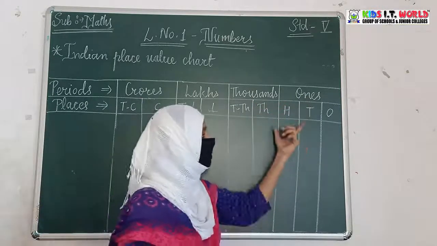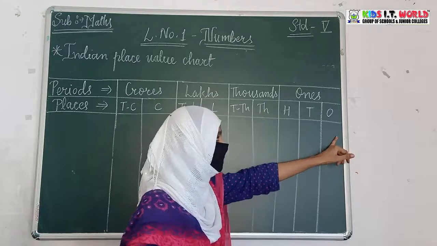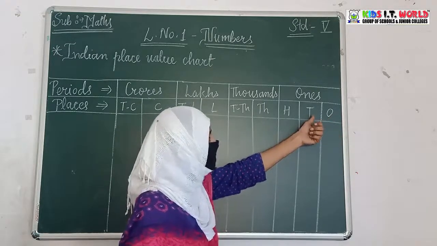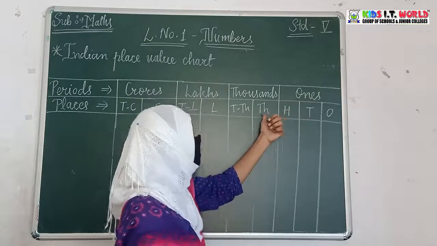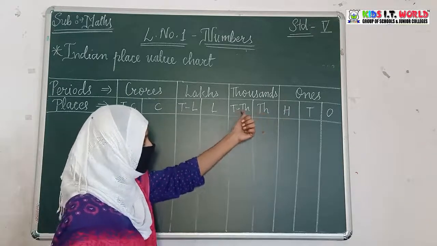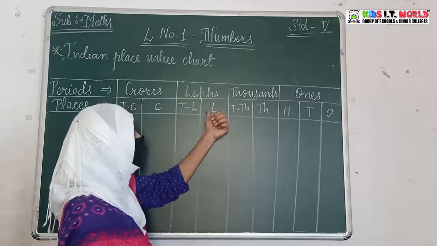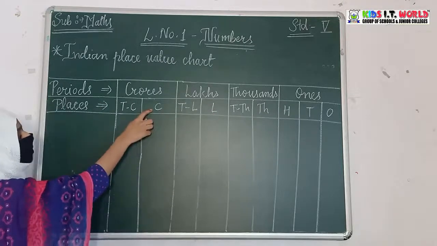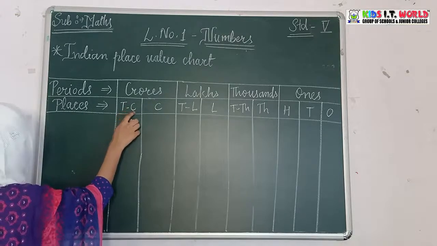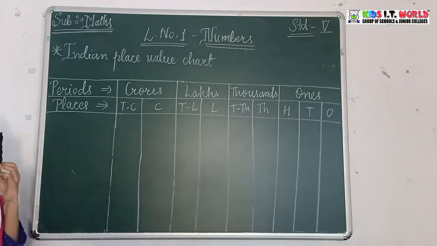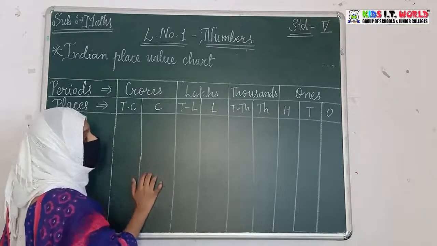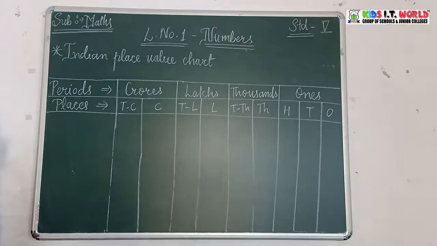The ones period is distributed in three steps. O stands for ones, T for tens, H for hundreds, TH for thousands, TH for 10,000, L for lakh, TL for 10 lakh, C for crore and T for 10 crore. Whatever value is given to you, you have to write it according to the place value chart. So this is all about the Indian place value chart. Now, we will start our exercise.